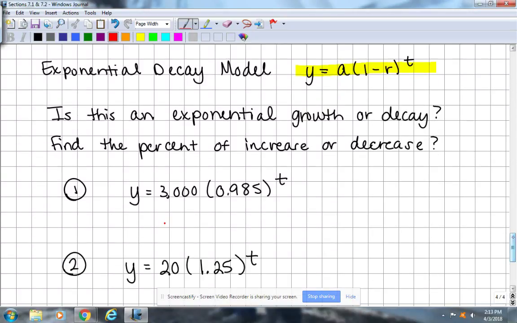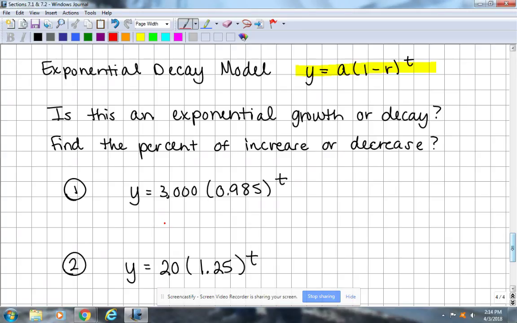So I got a few different kinds of questions to ask on these. They give us 2 formulas, and we have to tell them if it's a growth or decay, and what is the percentage of increase or decrease. So let's look at the first one. Y equals 3,000 times 0.985 to the t power. Let's first decide if it's a growth or a decay.